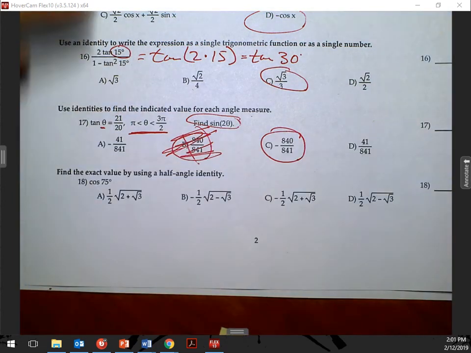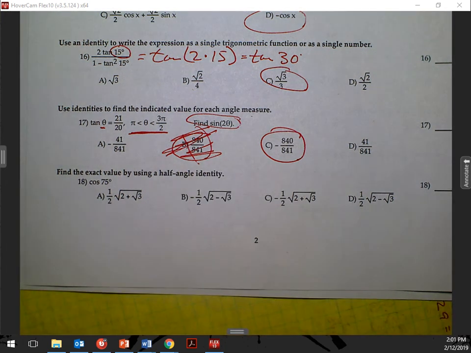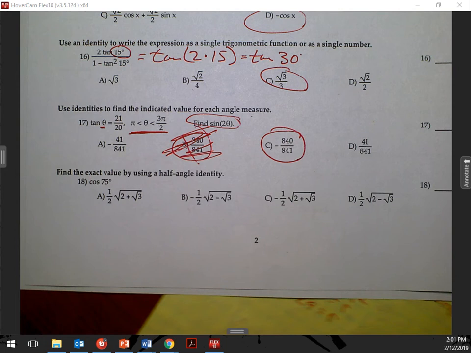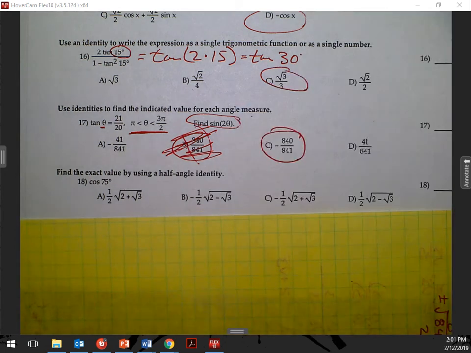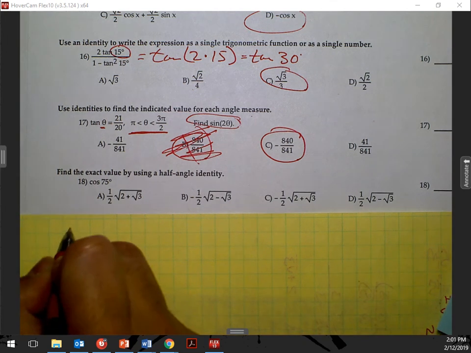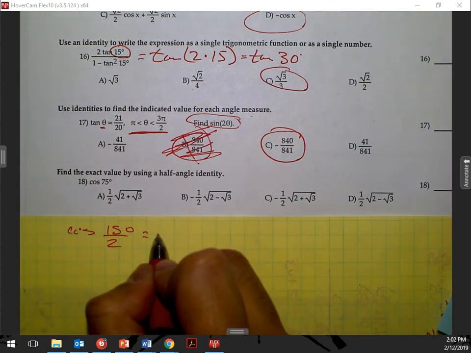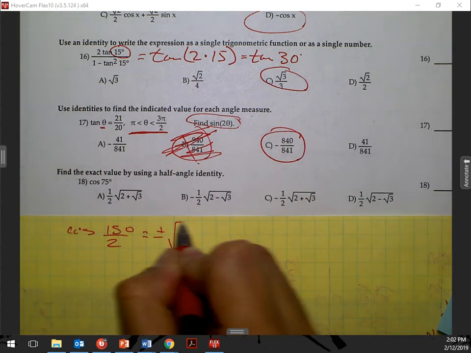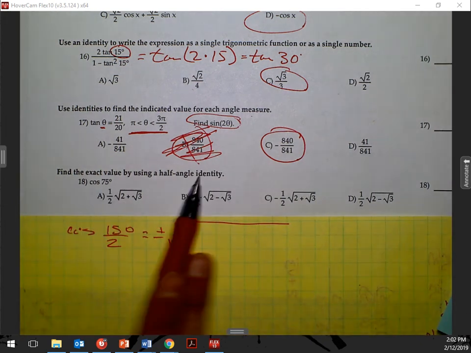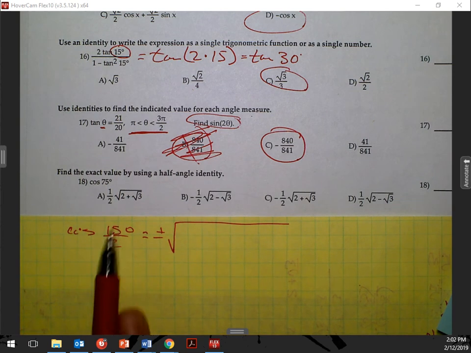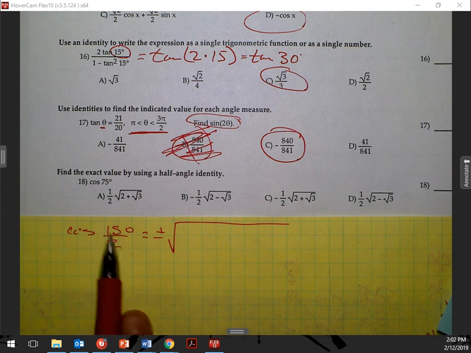I'm trying to finish. Okay, how would I do this one? Can you calculate this? So, cosine 75 by using half angle. So it's going to be cosine of 150 over 2 is equal to the plus or minus square root of... Why'd you do 150? Okay, it says half angle, right? So what's 150 divided by 2? 75. That's what we're doing, so it's half angle.